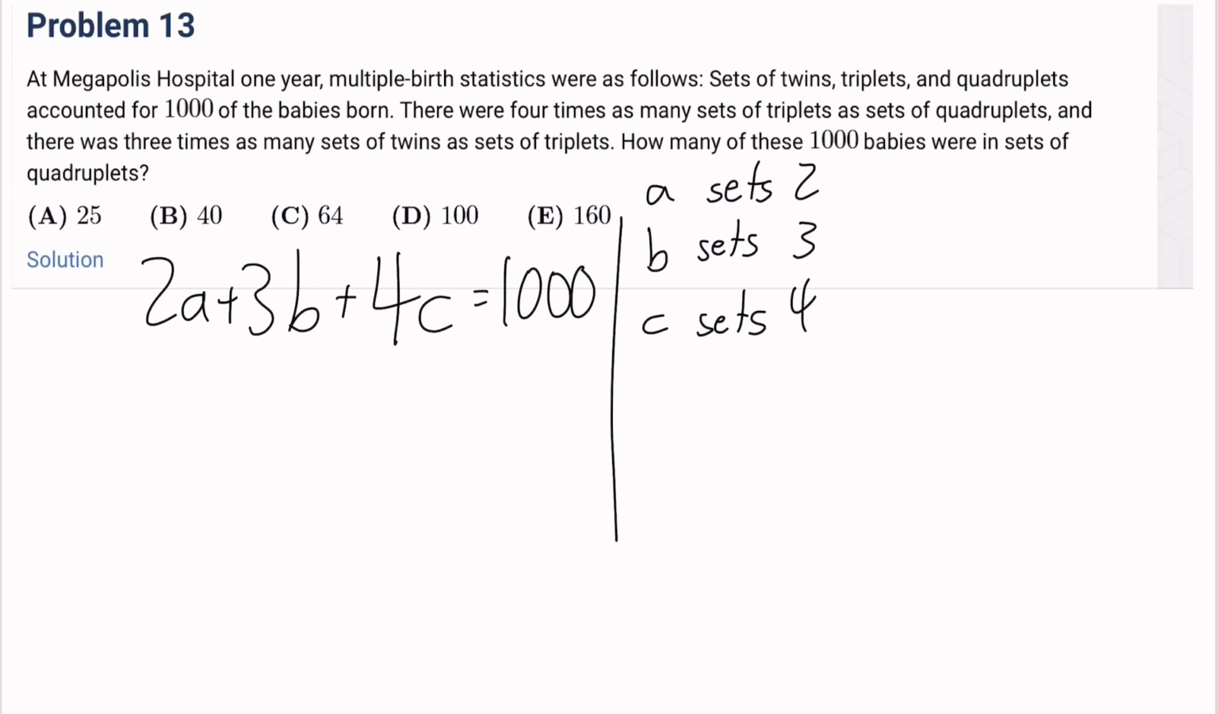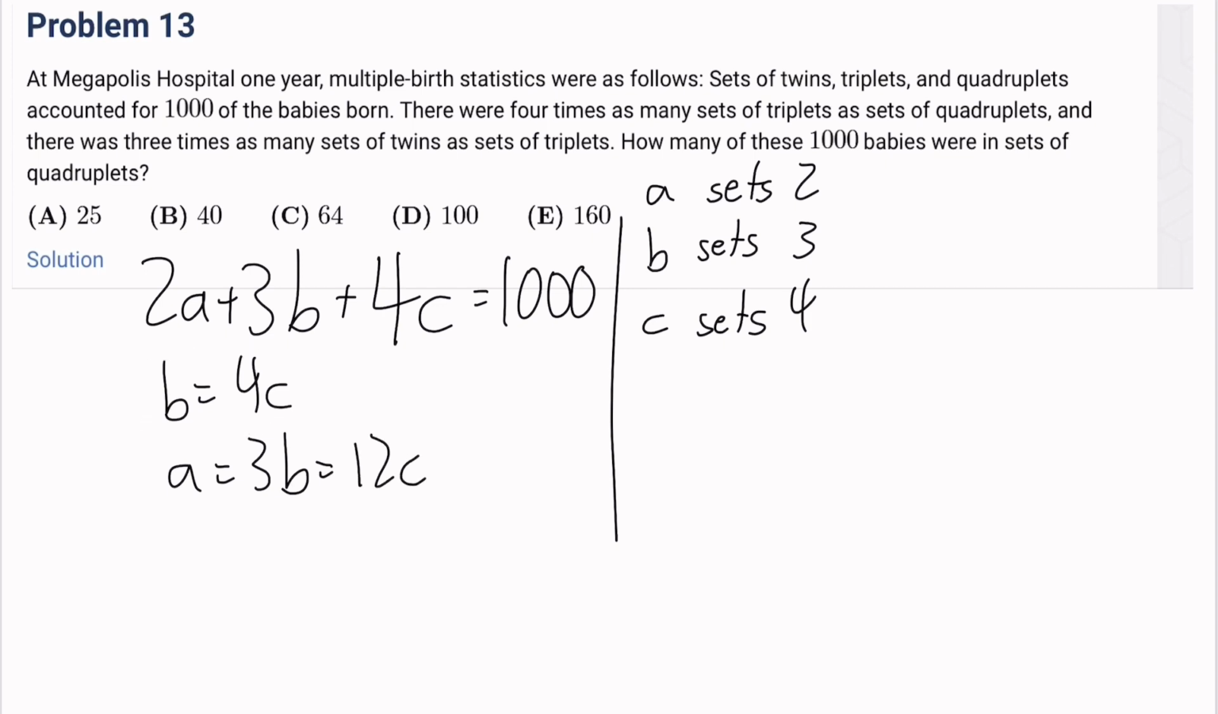And so that gives us that triplets B equals 4 times quadruplets. And there were 3 times as many sets of twins as sets of triplets. So twins, A equals 3 times triplets, 3B, right? And so since A is 3B, this equals 12C, right? Because of this right here.